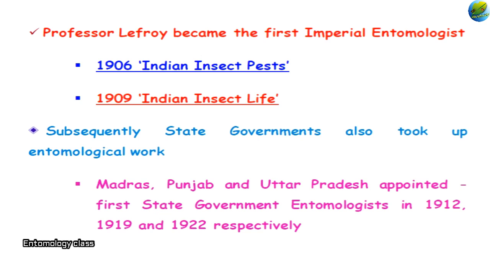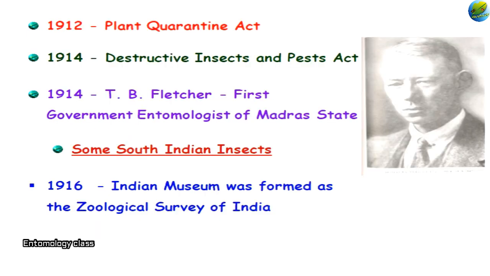Then subsequently after that the state governments also started to look after the entomological work in their states. First was the Madras state, which came up with its own entomologist by 1912, who was T.B. Fletcher, the first government entomologist of Madras state. Then by 1912 the government came up with the Plant Quarantine Act.